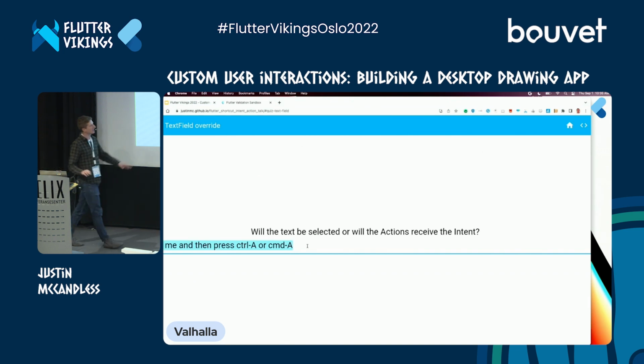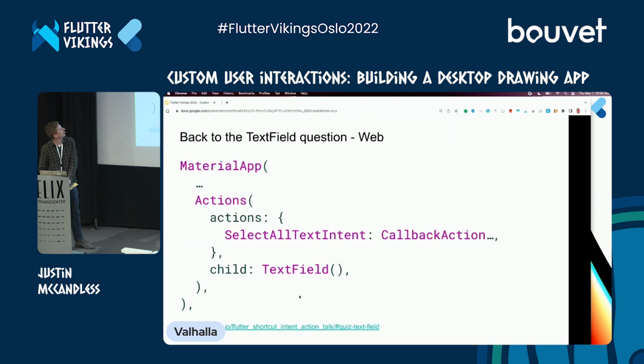So I just did Command A. It did not catch it in the actions. It actually selected all. And so the behavior is different between Flutter Web and other platforms, which is a bit scary. So why is that happening?